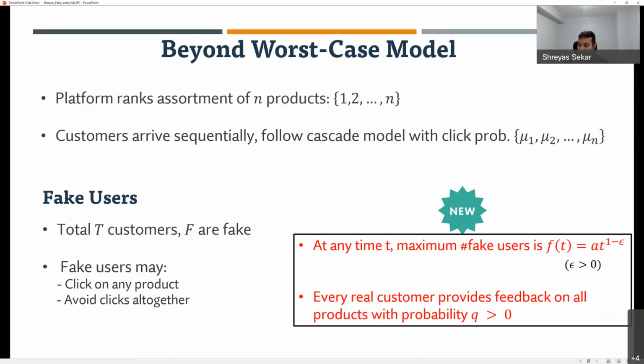Now, the second assumption I'm going to make is that at least a small fraction Q of my real customers provide feedback on all the products in my assortment. In particular, if I have 20 or 40 products, I'm going to assume that at least 5% of my customers look at all 20 products to give you feedback on these. Okay. Now, with these two assumptions, we show a very surprising result.